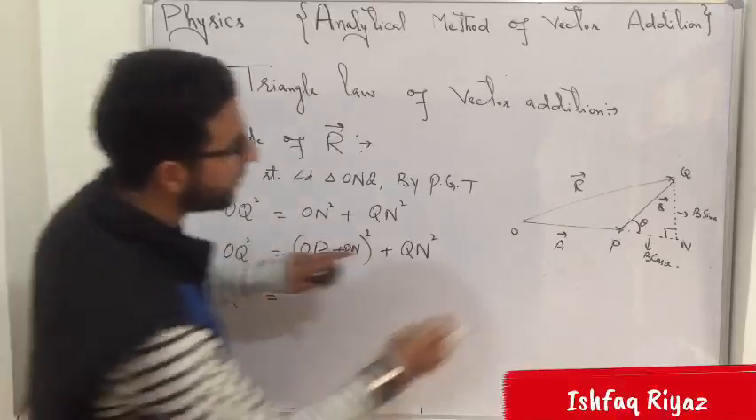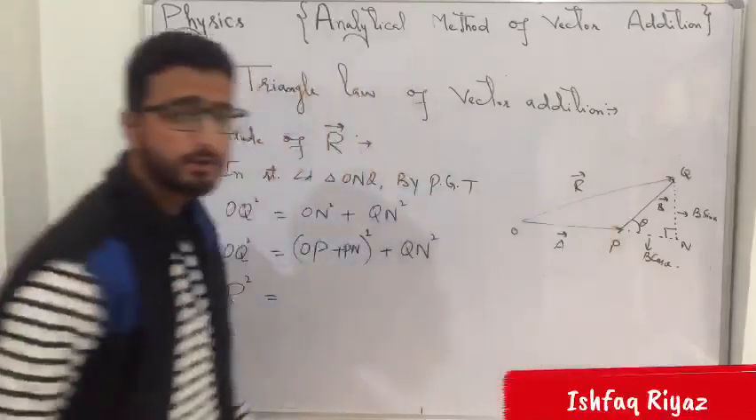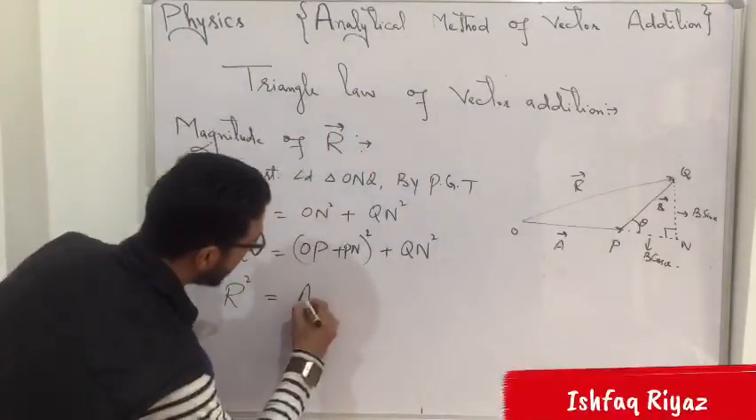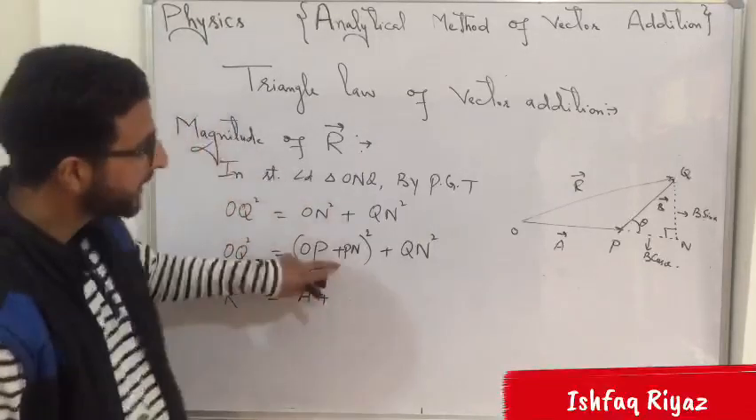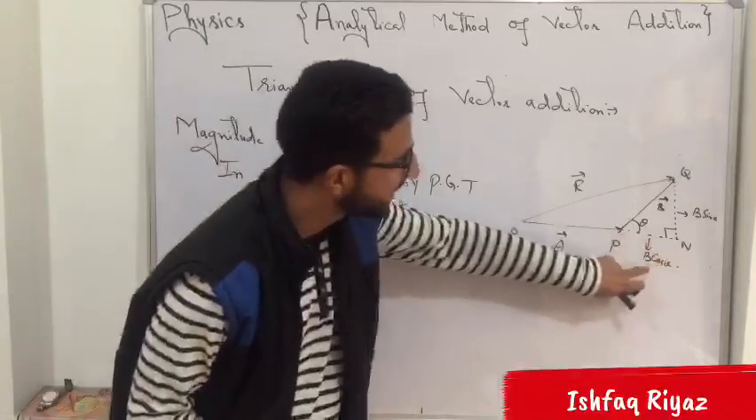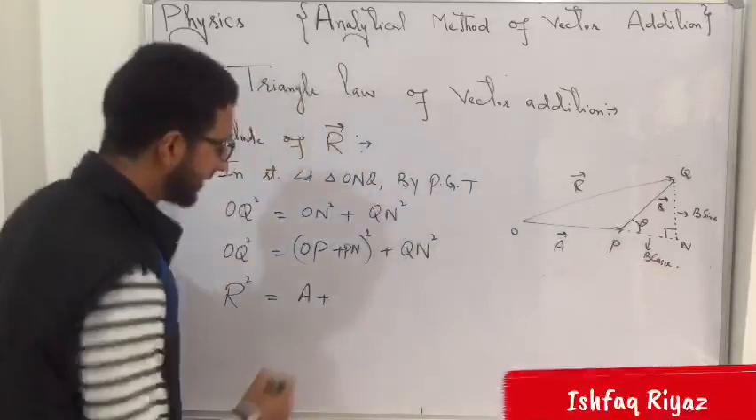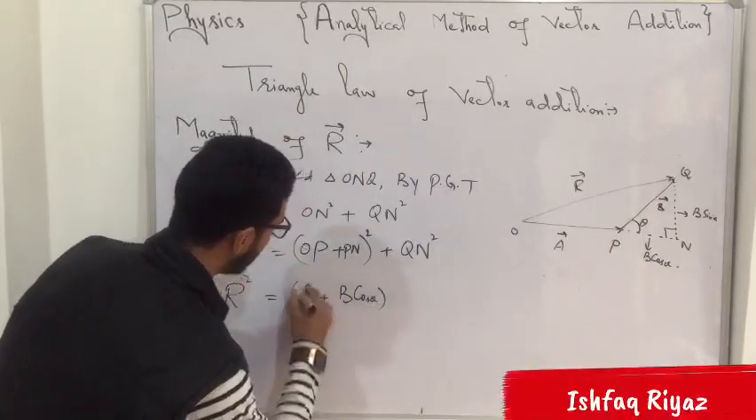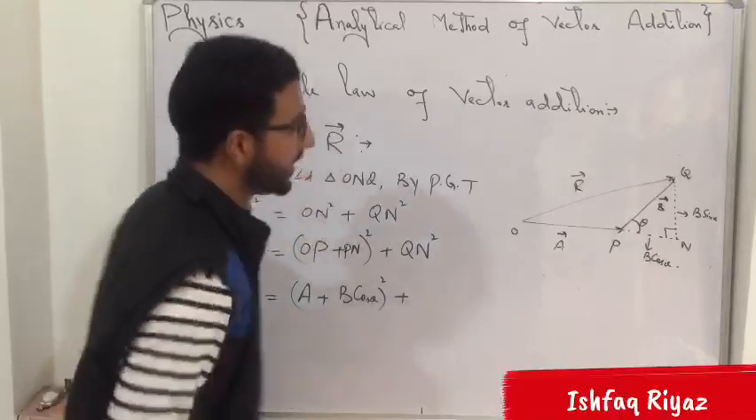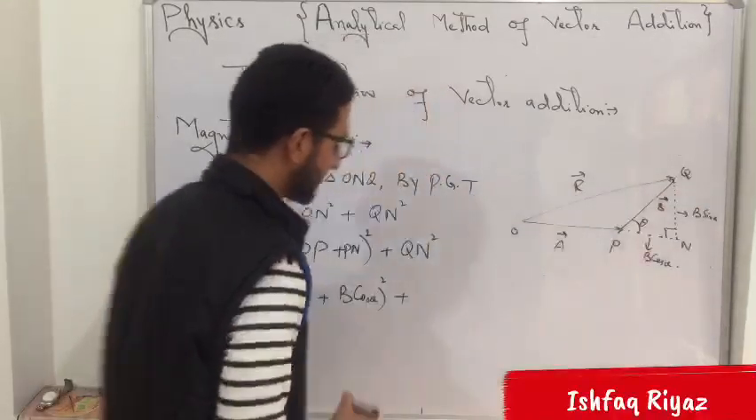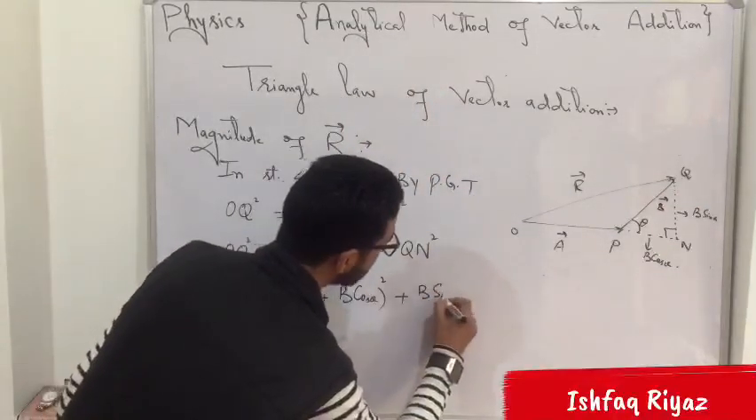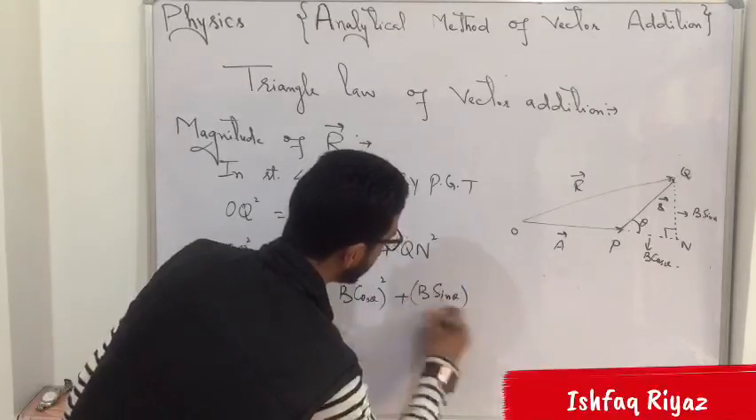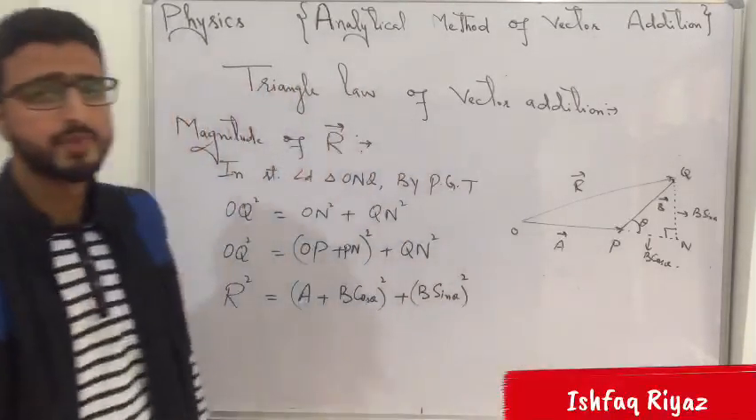हाँ, बताओ OP के बदले क्या लिखूंगा? Magnitude of A vector. और PN भी मैंने निकाला. PN यहाँ पे मैंने लिखा B cos theta. ठीक है ना? So this is equal to B cos theta whole square. Now QN के बदले क्या लिखूंगा? B sin theta. So again this is B sin theta whole square, right?